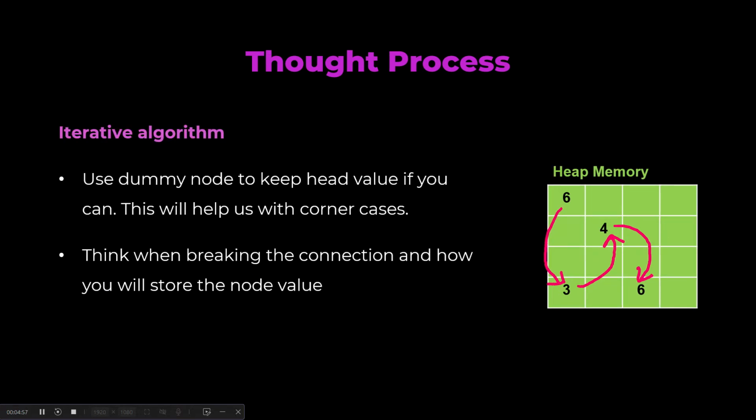So in here, we are using the iterative approach. Let's think about the generic approach when solving this linked list problem. There are two things that we have to keep in mind. First, use the dummy node to keep the head value if you can. This will help us with the corner case. Second, think about breaking the connections. Let's say you want to break the connections between 6 and 3, and how you are going to store the node value.